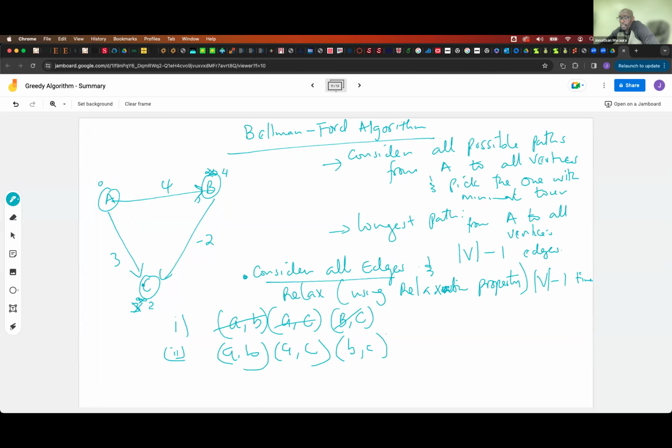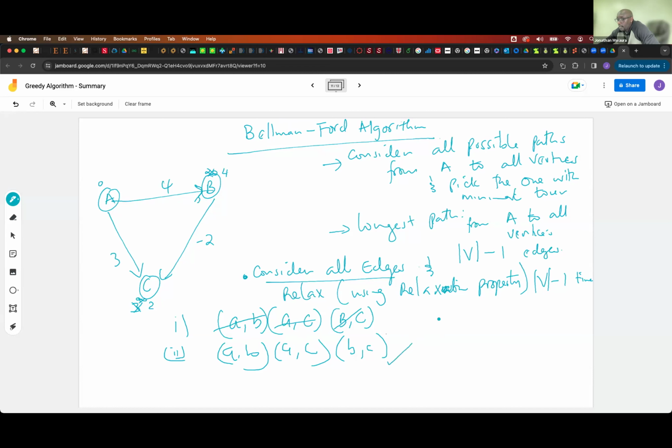A to C is 3, but 3 is bigger than 2. So we don't update C. And then B to C is minus 2. So 4 minus 2 is 2. So we don't update C again. This technique says we do this 2 times. Well, there was no change this time, and therefore we are done.